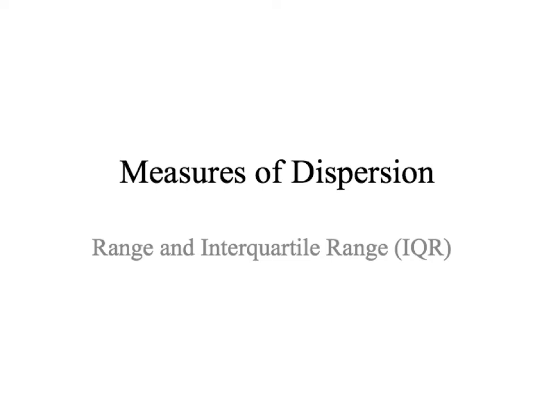Today we are going to talk about another measure of dispersion. This one is called the range, and we're also going to talk about another one called the interquartile range. Taken together, these two can tell you a lot about how far the data are dispersed or how much variation there is in the data. So let's start with the range.